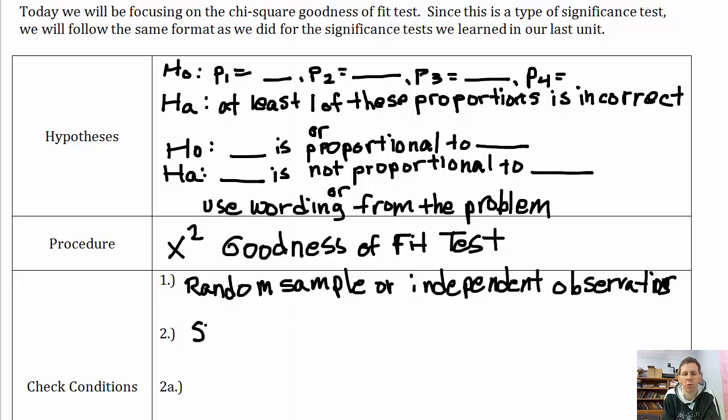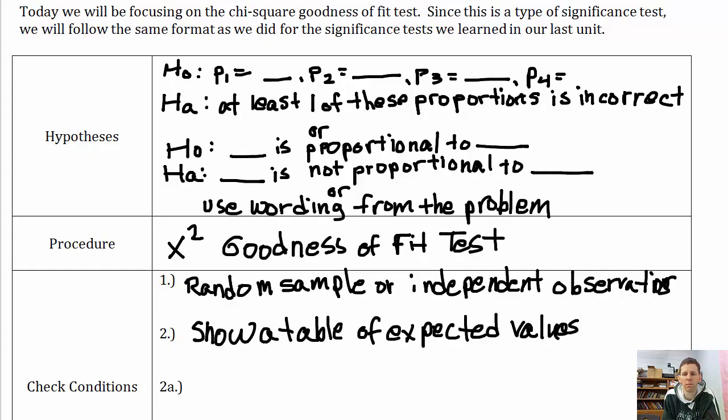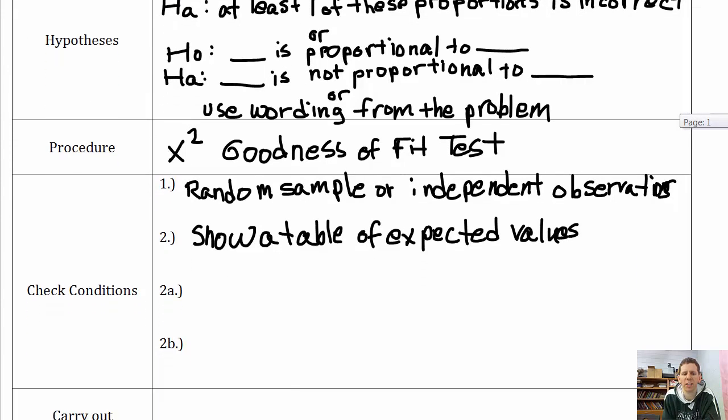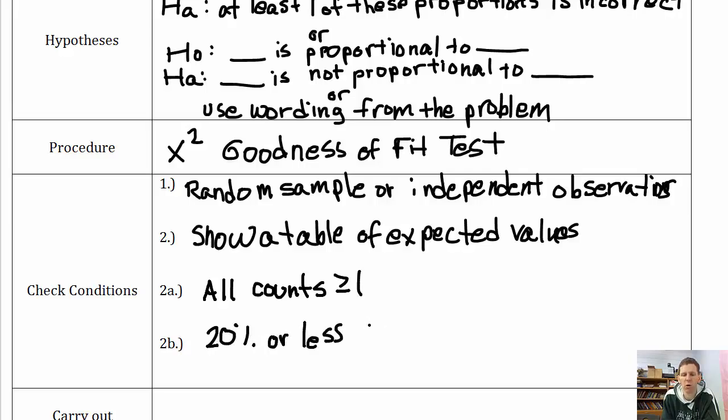What you want to do in step 2 is you want to show a table of expected values. This will make more sense once we get into an actual example. Now the table is not actually a condition, it's that the table has these two characteristics. All of the values inside this table, all of the counts need to be at least 1. In addition, only 20% or less of the counts are allowed to be smaller than 3. If these conditions are met, we're allowed to continue with this type of test.